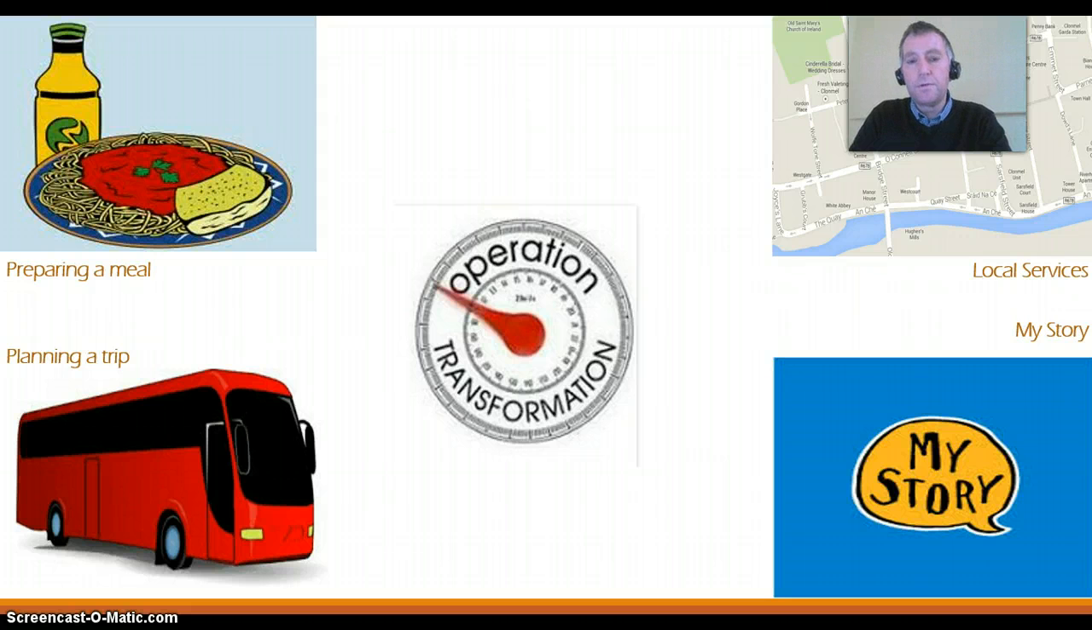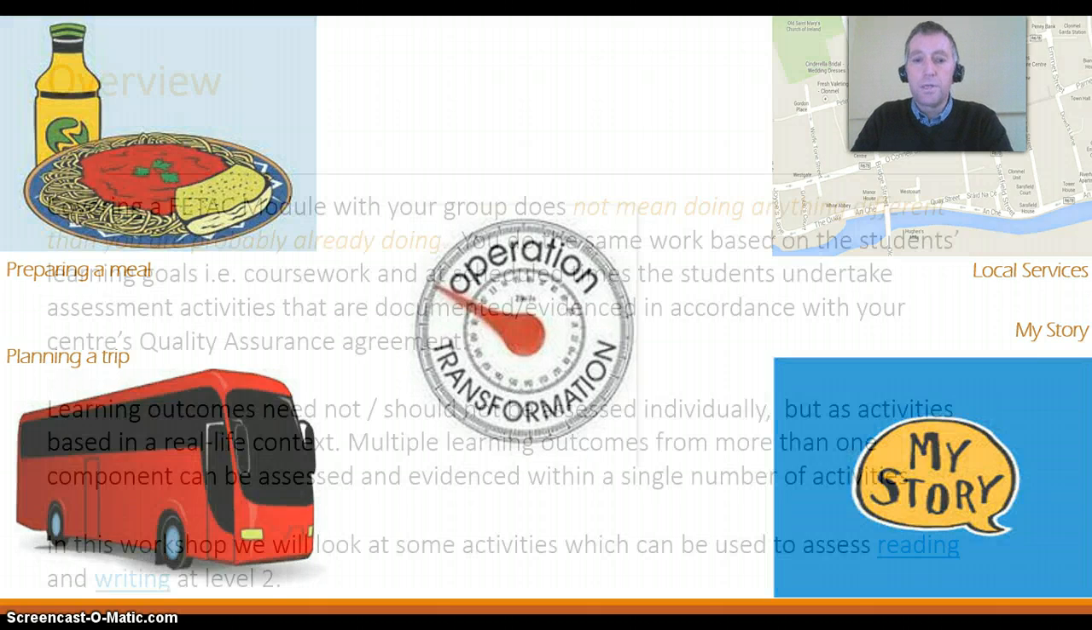There are 5 different activities which we're going to look at during this workshop. The first of these is preparing a meal. The second is using local services. The third is planning a trip. The fourth is my story. And the fifth is based around Operation Transformation.